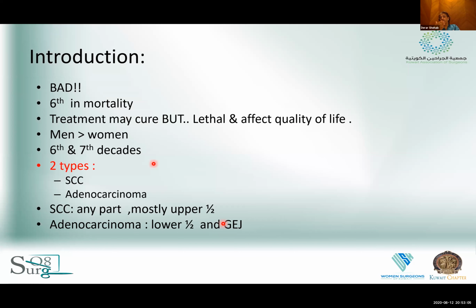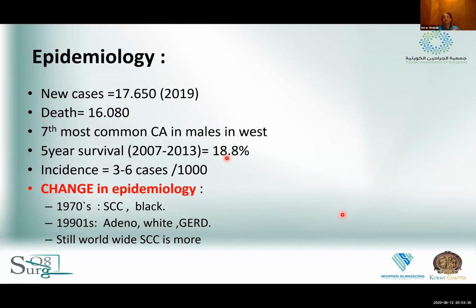Esophageal cancer affects more men than women, usually in the 6th or 7th decade of life. We have two main types: squamous cell carcinoma or adenocarcinoma. Squamous cell carcinoma may affect any part of the esophagus, but mostly the upper half. Adenocarcinoma mainly affects the lower half and the GE junction. Every year, we have probably 17,000 new cases and 16,000 deaths. It tells you how bad the disease is. The 5-year survival is about 19 to 20%.